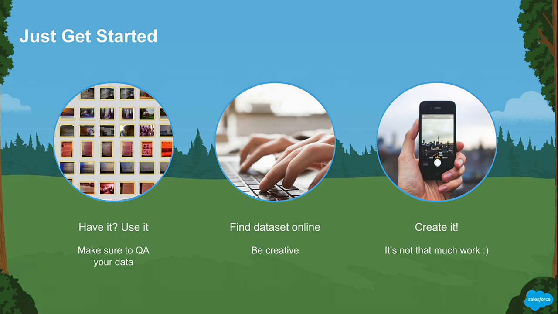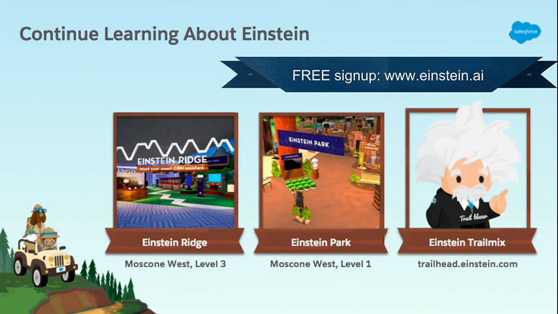And so with that, you can sign up for these services for free on Einstein.ai. There are some demos both upstairs on the 3rd floor at the Einstein Ridge, as well as downstairs in the Trailhead Park. And then, of course, we have the Einstein Trail Mix that covers all of the topics that we went through today, or all the services we went through today. We have a few more minutes, so if you guys have any questions, please go ahead.